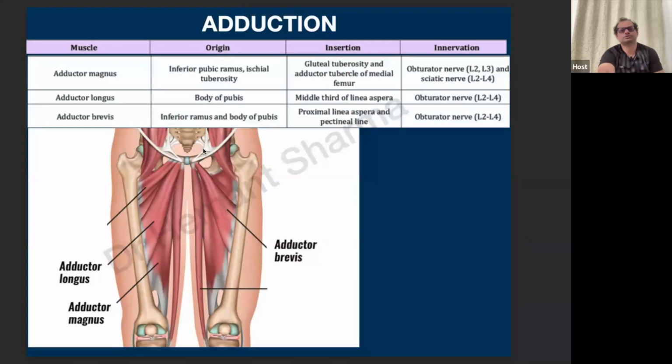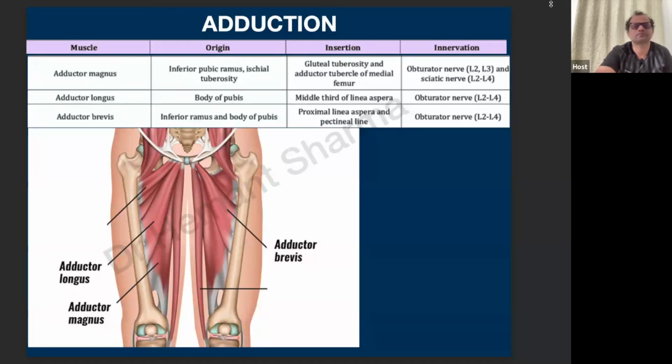Now adduction. Adduction means bringing the legs back. That is called adduction, adding your hip. We can see the three muscles here, the adductor group of muscles. Because these muscles are located on the inner side, the nerve supply is the obturator.